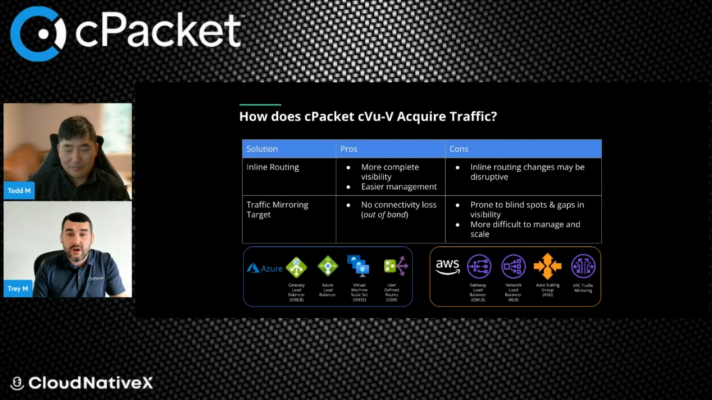And in terms of the cons, inline routing changes may be disruptive. So certainly in terms of getting the setup stood up for the first time, there are some things you have to consider, and also some routes you may have to manipulate to get everything connected. But once it's up and running, it's inherently easier to maintain than an agent-based solution. In terms of traffic mirroring targets, though, it is an out-of-band service. So you're not having to worry about some of the inline disruption, potentially, when you do software upgrades or when you're doing the initial deployment. But again, traffic mirroring is prone to those blind spots and gaps in visibility, and it's more difficult to manage and scale. Not to mention cost.